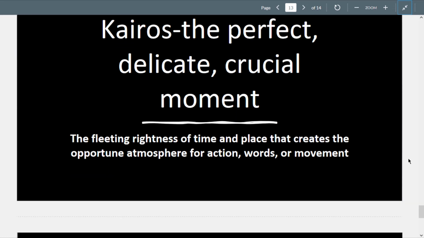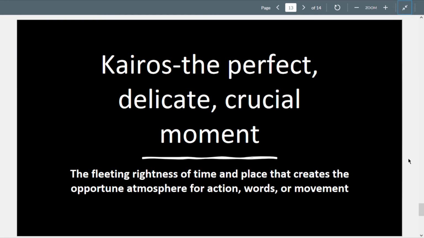Okay, so Kairos is basically the perfect, delicate, crucial moment in time. It's the fleeting rightness of time and place that creates the opportune atmosphere for action, words, or movement. Now, you do not have to use this in your paper, and this isn't one of the big rhetorical strategies like ethos, logos, and pathos, but I wanted to bring your attention to it just to learn about it a little bit so you know what it is. So if you hear about it, see it, whatever, you'll know.